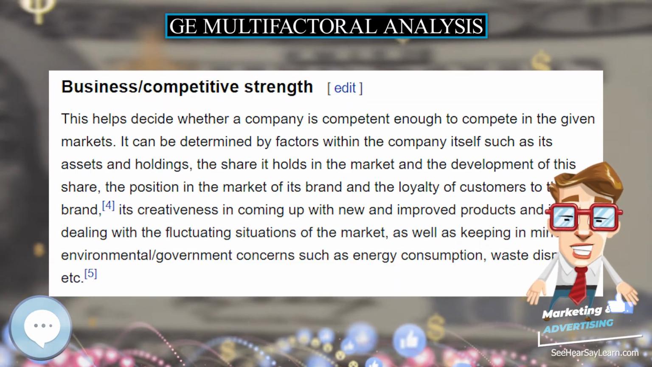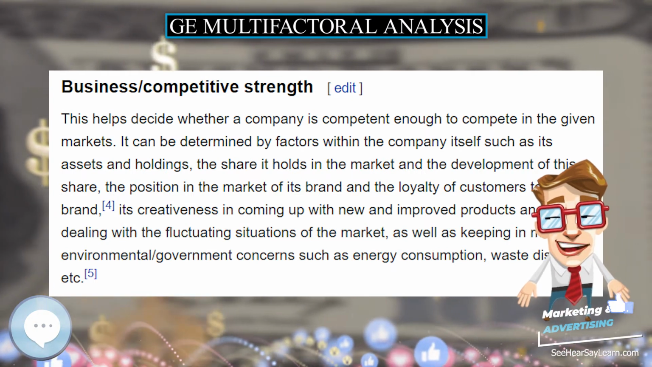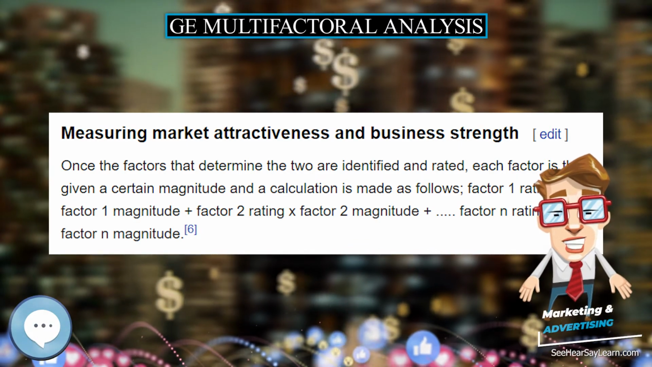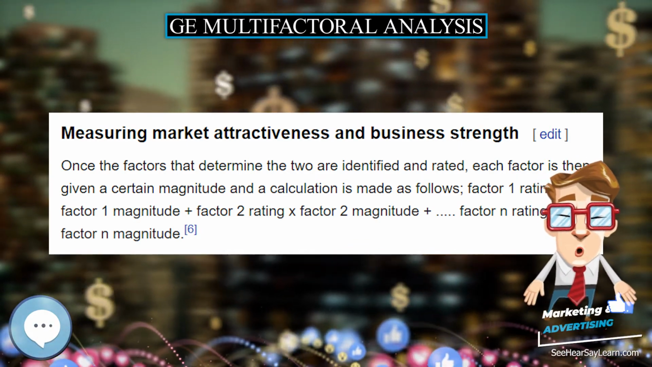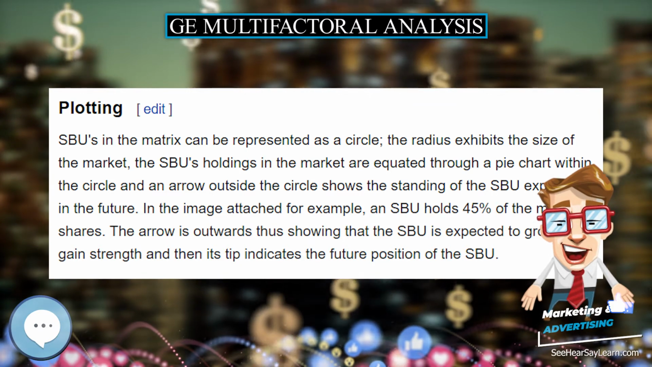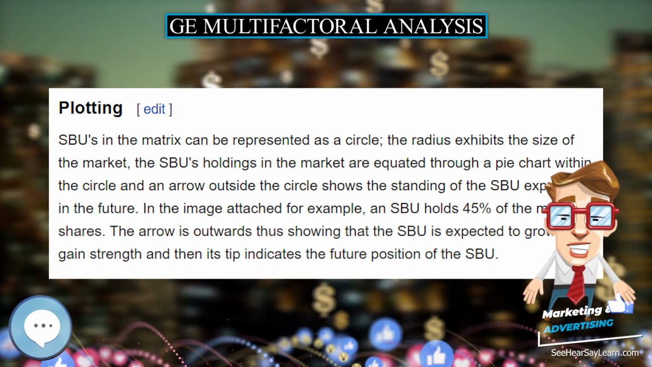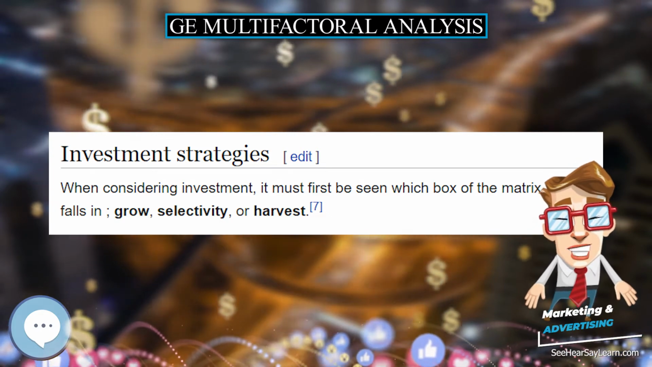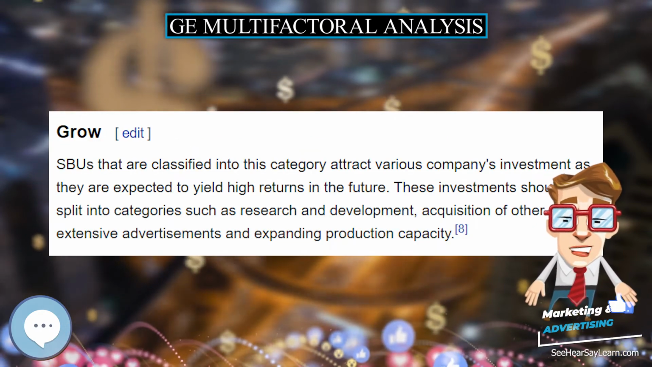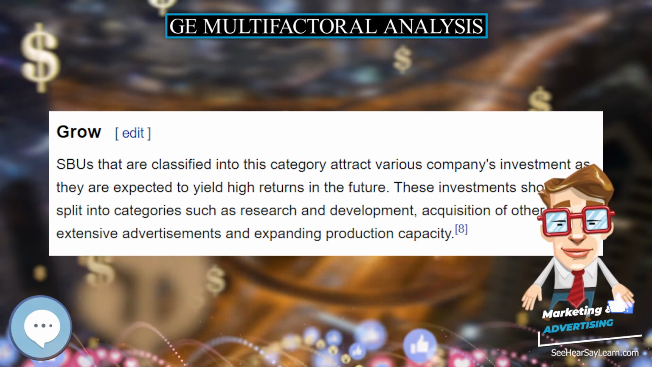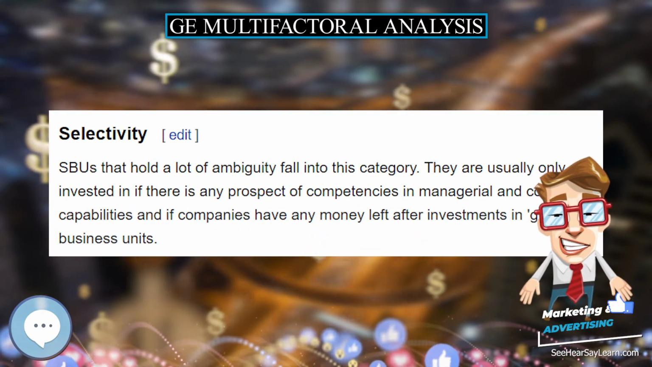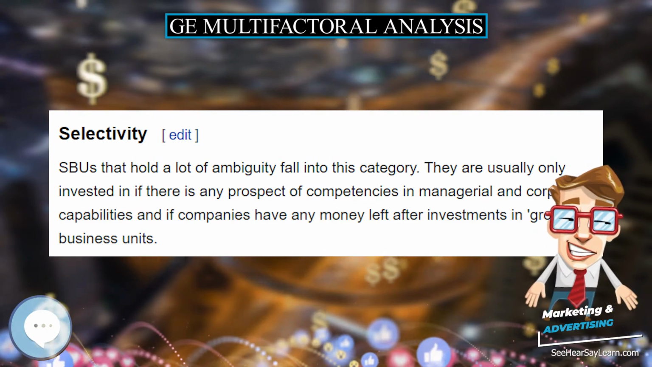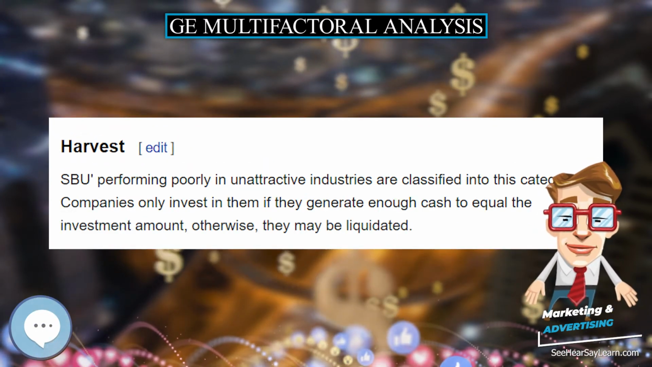Plotting. SBUs in the matrix can be represented as a circle. The radius exhibits the size of the market, the SBU's holdings in the market are equated through a pie chart within the circle and an arrow outside the circle shows the standing of the SBU expected in the future. In the image attached, for example, an SBU holds 45% of the market's shares. The arrow is outwards, thus showing that the SBU is expected to grow and gain strength, and then its tip indicates the future position of the SBU.